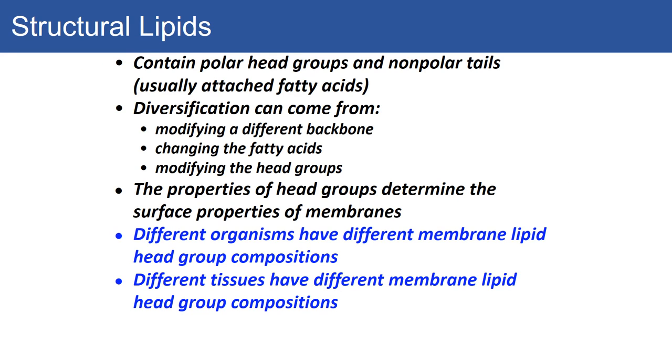Structural lipids, which are a little different than storage lipids, contain polar head groups and non-polar tails. Obviously, very commonly, structural lipids have attached fatty acids. And the diversification of structural lipids comes in multiple forms. First, meaning there's a modification or a different backbone. You can change the fatty acids. Sometimes fatty acids are found in certain positions, and we'll discuss those a little bit.